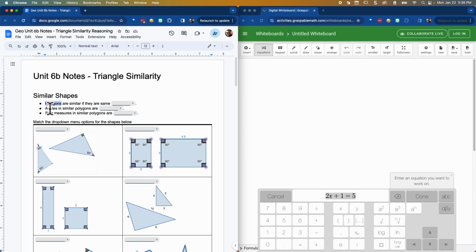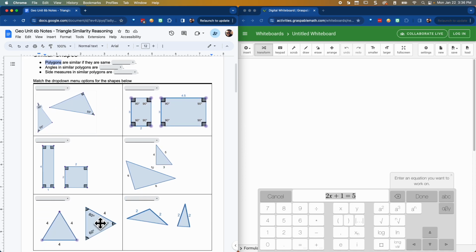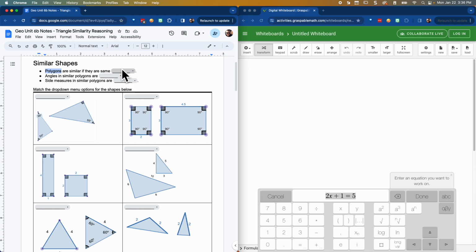So polygons, in other words, shapes that look like this, are similar if they are the same shape. Angles in the similar polygons are going to be congruent, meaning the angles are going to be equal. And the side measures in the similar polygons are going to be proportional. You could say scale too, but we're going to stick with the word proportional. Let's take a look at some of these.